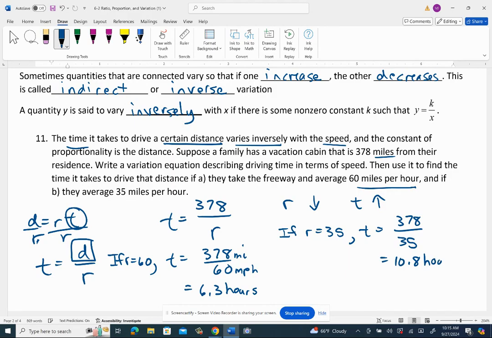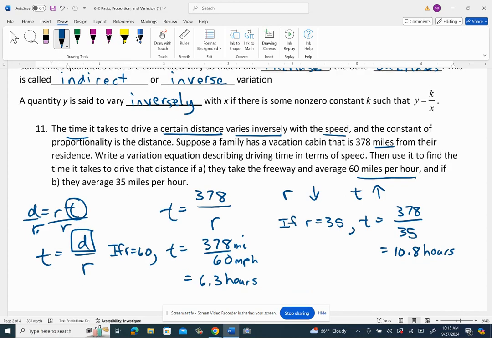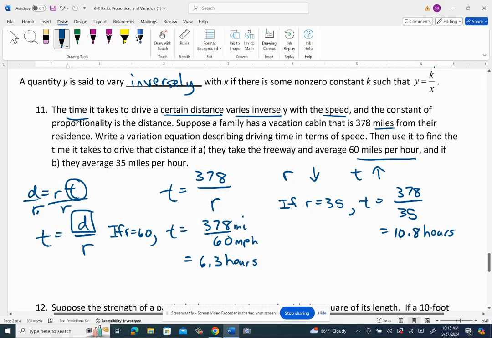And we have experience with this, so we know the faster we go, the less time it takes for us to get somewhere. Okay? All right, so in this case, the d being 378 was the k value, was the constant of proportionality.